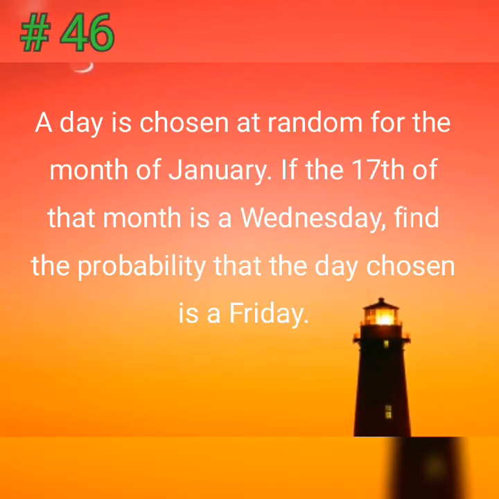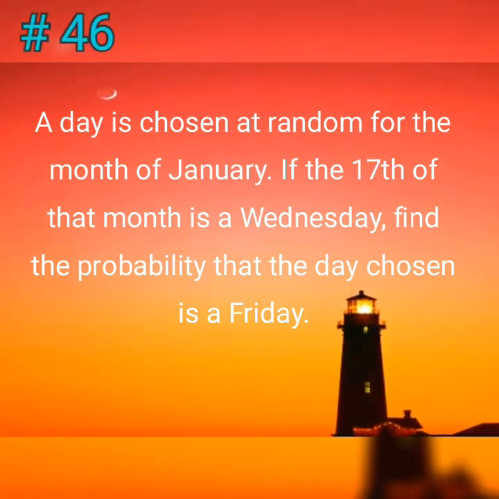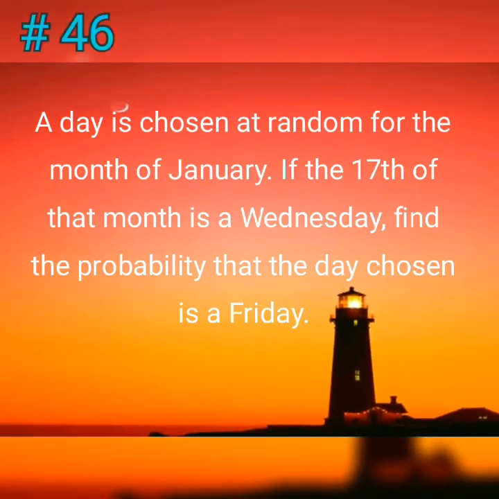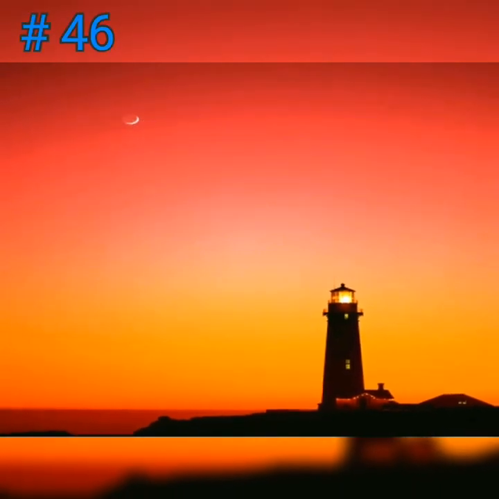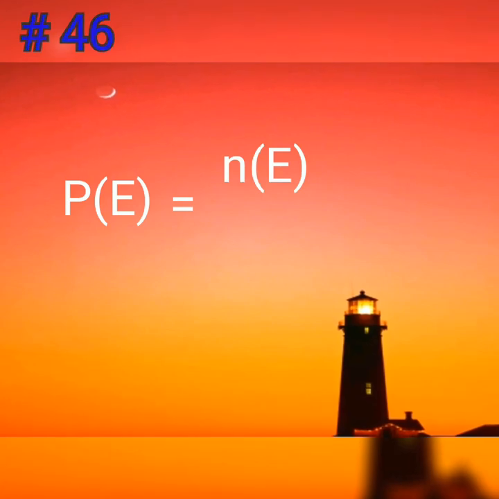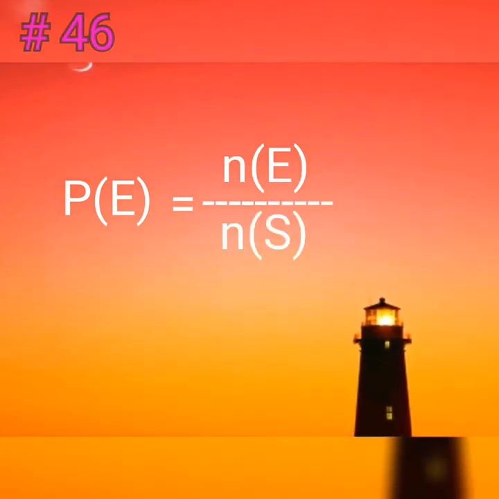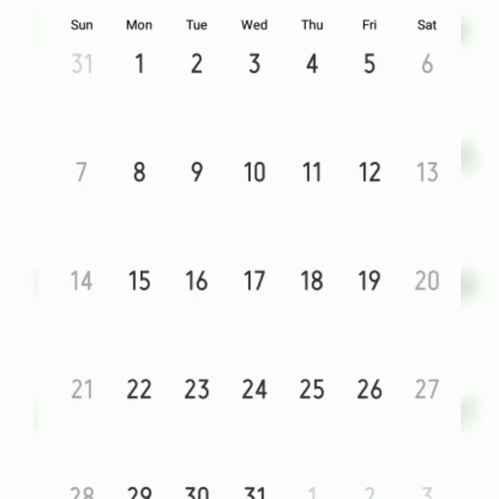The day is chosen at random for the month of January. If the 17th of that month is a Wednesday, find the probability that the day chosen is a Friday. Probability of an event is equal to the number of ways the event can occur, all over the number of possible outcomes. Observe the given calendar on the month of January. There are 31 days and there are 4 Fridays.